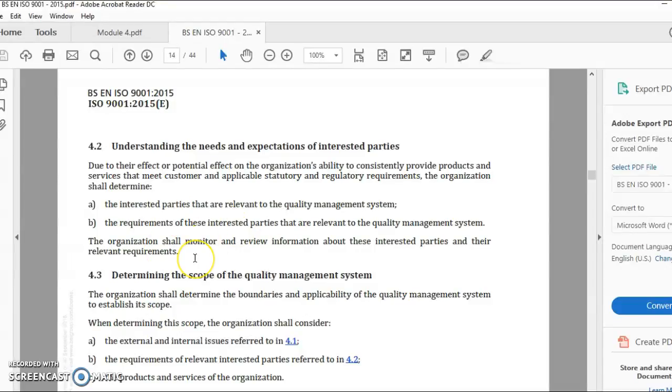And then it goes on to say how you can monitor these, review the information about their interested parties and the relevant requirements. On that final bit, once you've done these two bits, which I'll go into some more detail on in a second, what we do is we monitor the interested parties or stakeholders every quarter. So during a management review, we go through who those interested parties are. We look at the documentation which has been created in order to meet the requirements of 4.2, and then we review that and update it if needed. That's part of the management review process.